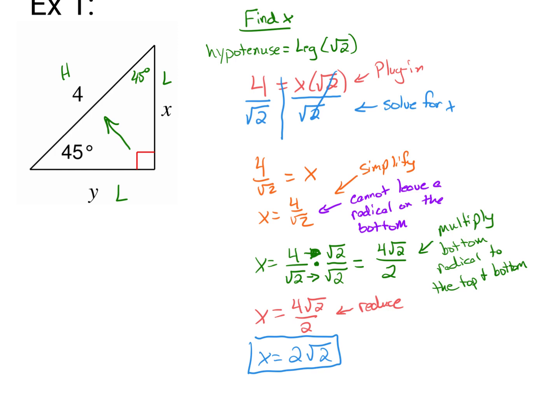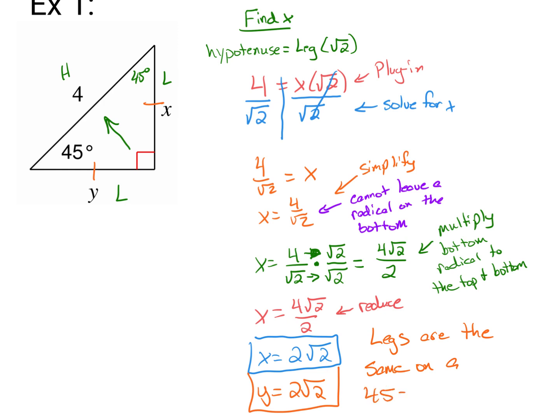Okay. Now, the nice thing about 45, 45, 90 triangles, as I mentioned on the last slide, is that the legs are exactly the same. Okay, the legs are congruent with each other. So if I have x and y as my two legs, once I find x, y is going to be the exact same thing. So your legs are the same on a 45, 45, 90 triangle. All right, and we found x and y there.